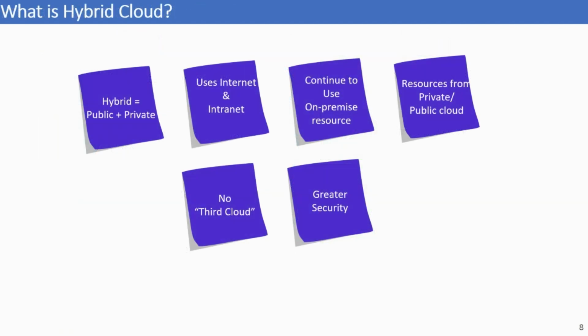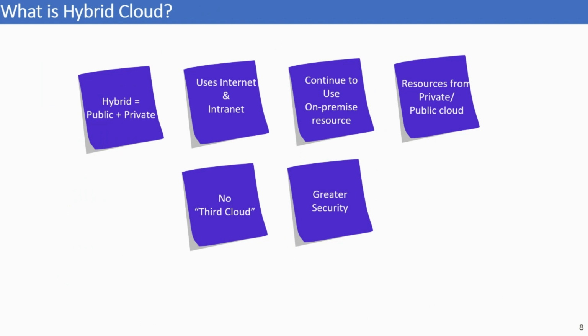Now let's see what is hybrid cloud. Hybrid cloud is a combination of public and private clouds. It's a cloud computing environment that combines an on-premises data center, also called a private cloud, with the public cloud, which allows data and applications to be shared between them. That is, between the private network and the public cloud.